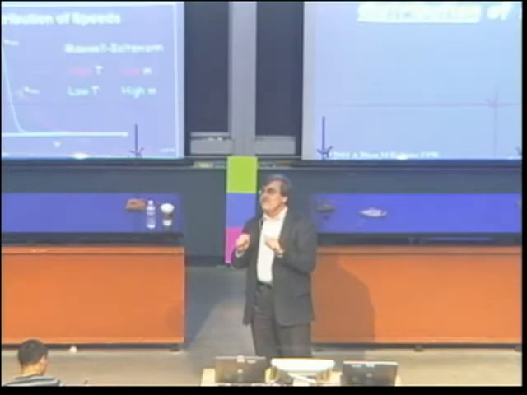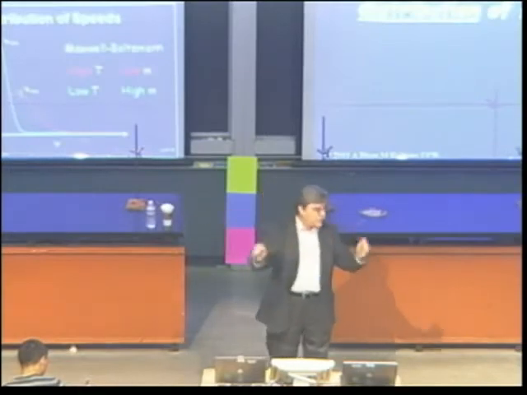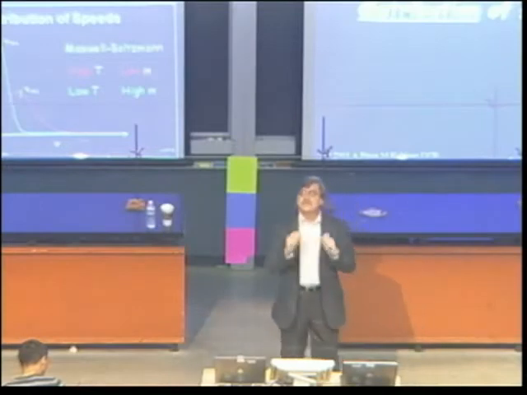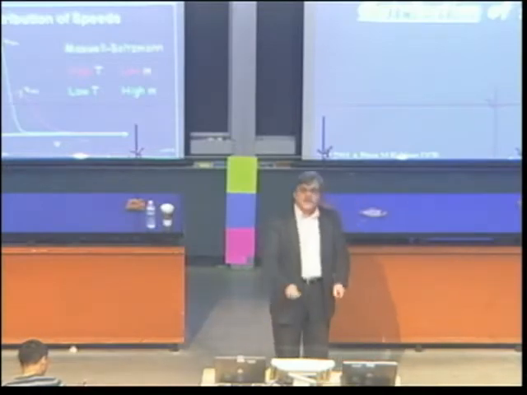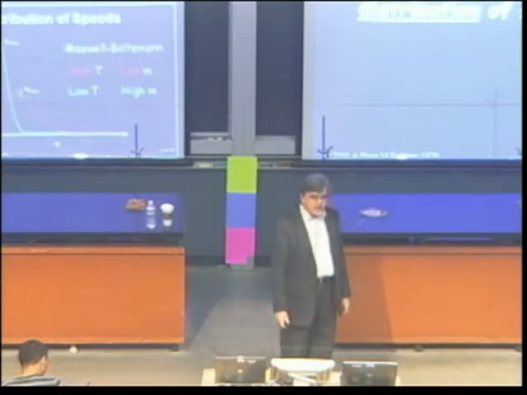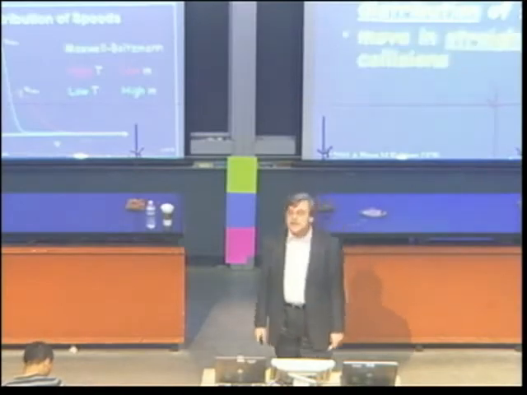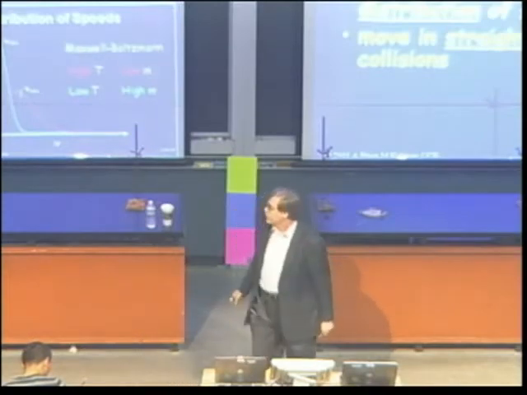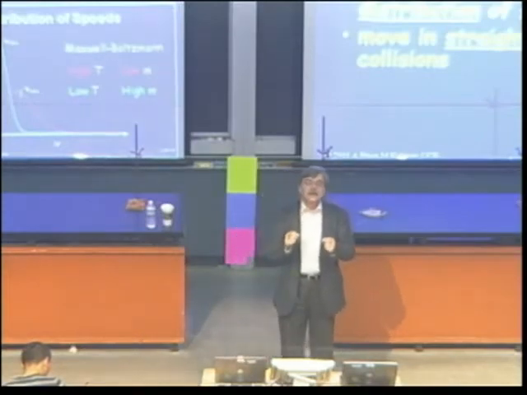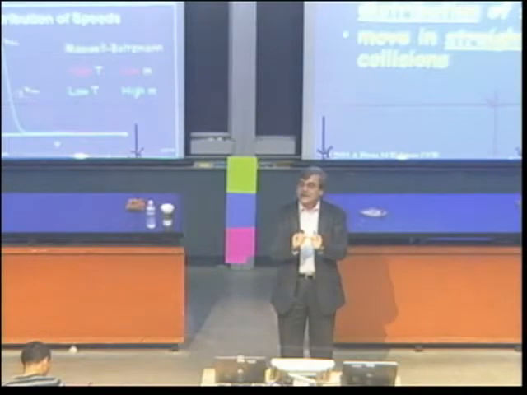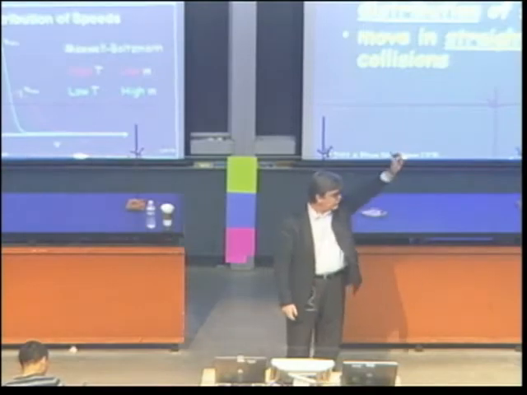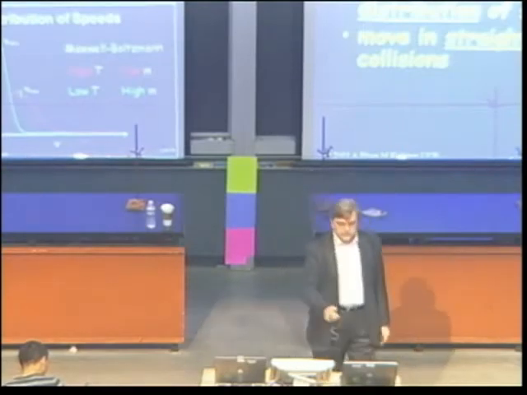They move in random directions all over the place. With this they have a distribution of speeds, so we need to find some kind of an average speed in order to describe this. Then they collide with each other and with the walls. After the collision and before the collision, they move in straight lines. They don't go zigzag. They move in straight lines between collisions.